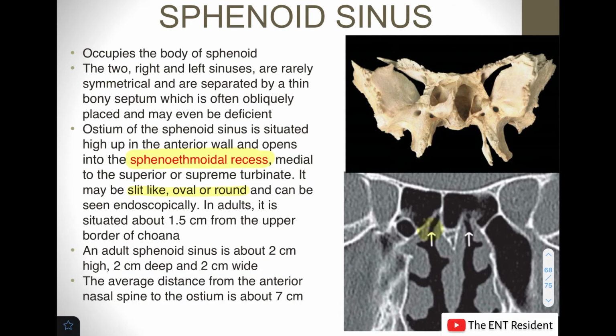So here in the picture is the opening of the sphenoid sinus. And the average distance from the anterior nasal spine to the ostium of the sphenoid sinus is about 7 centimeter. And this is a very important number to remember while doing functional endoscopic sinus surgery.